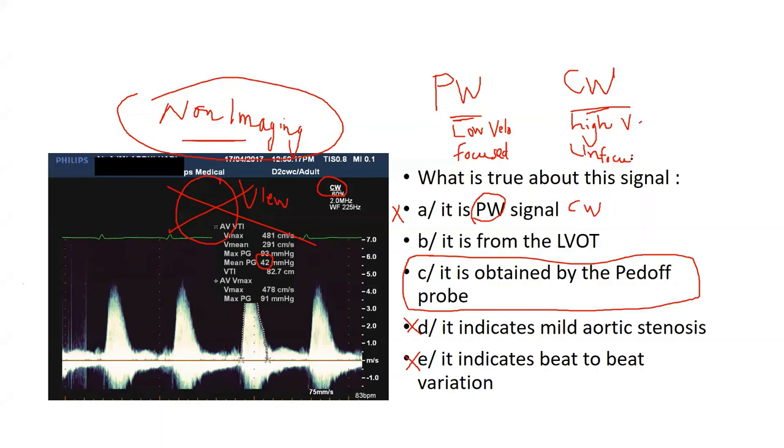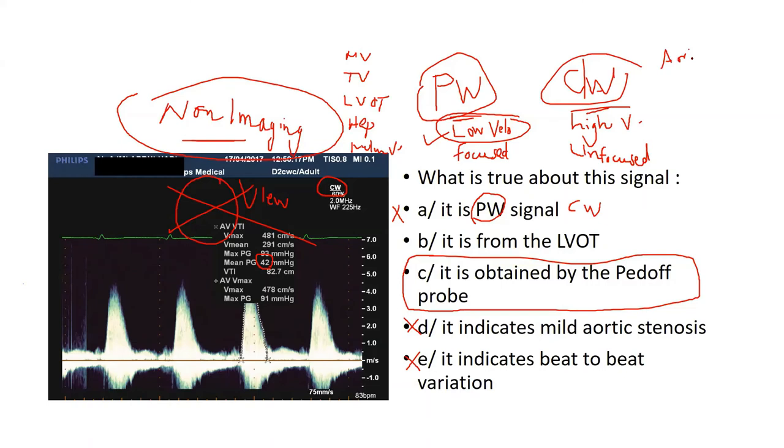So CW stands for continuous wave Doppler. PW is pulse wave Doppler. You really have to know exactly the physics of the two and the utility of each one. When we are switching to PW, we are pursuing low velocities. Low velocities means mitral inflow, tricuspid inflow, LVOT, hepatic venous Doppler, pulmonary venous Doppler. CW is hunting for high velocities: aortic valve velocity, pulmonary artery systolic pressure by TR velocity, MR velocity, high velocities. Okay, this is one difference.